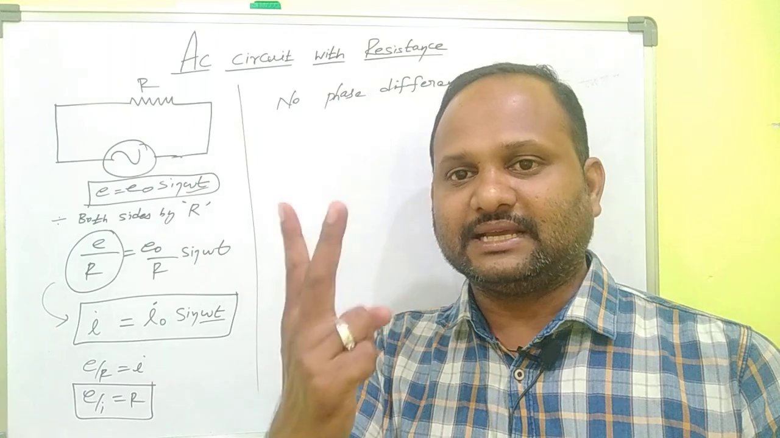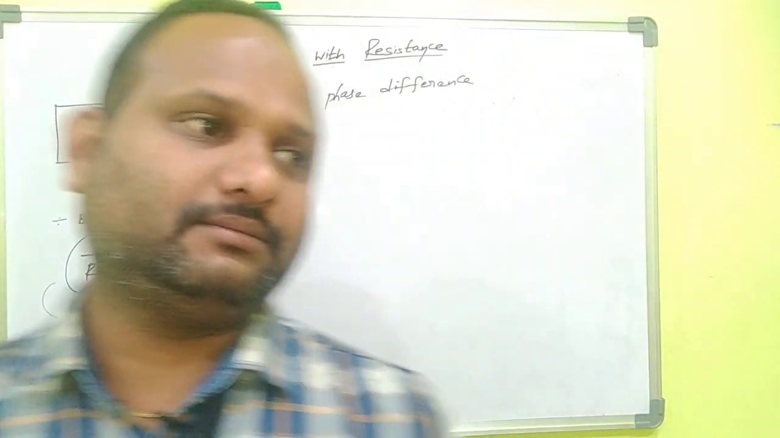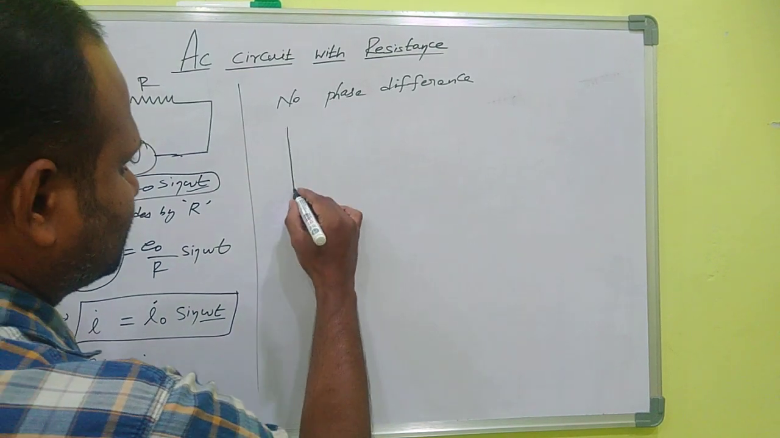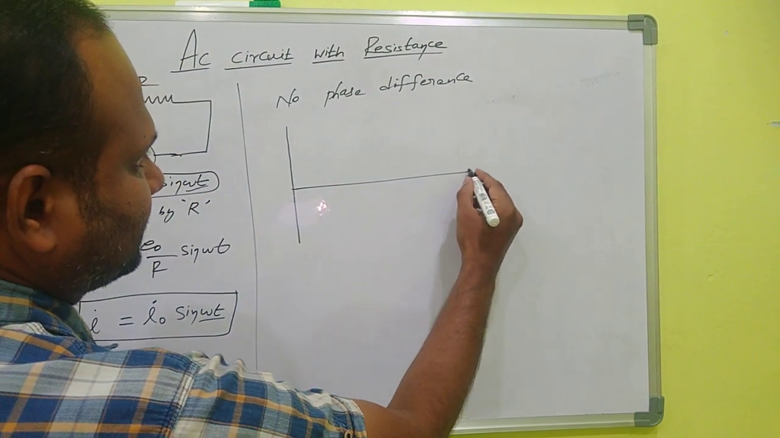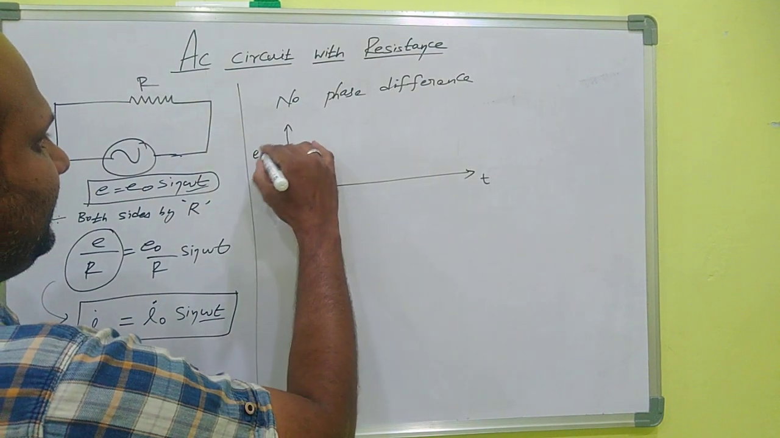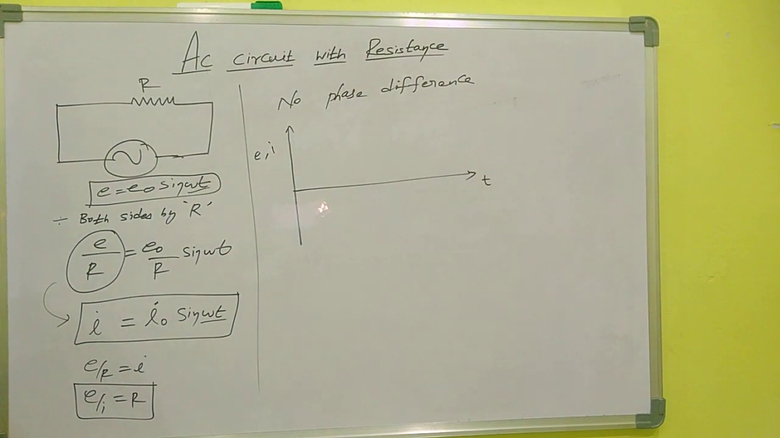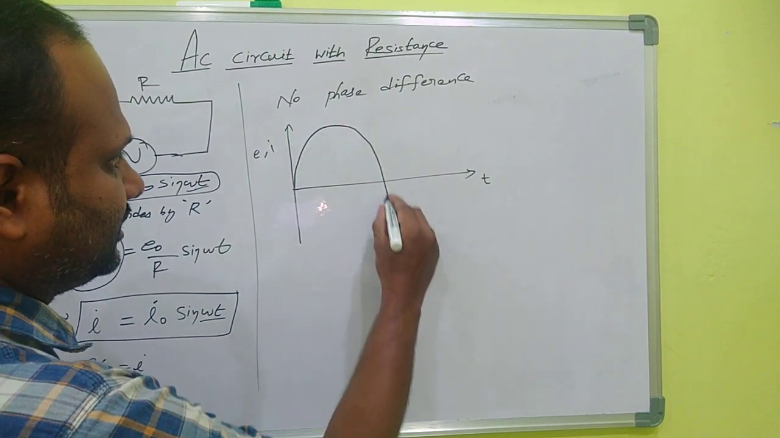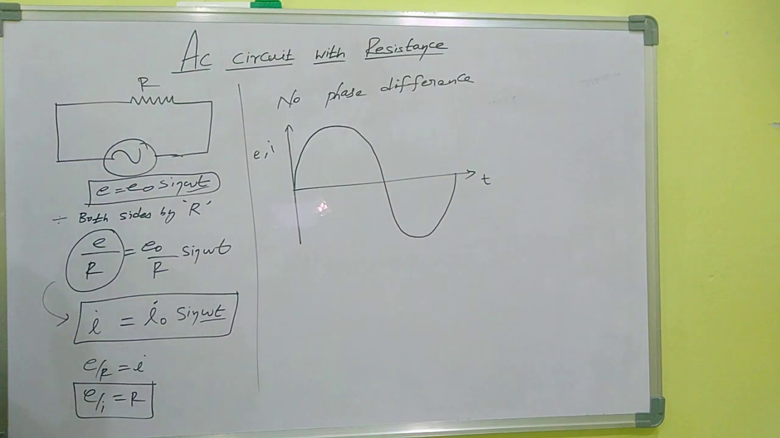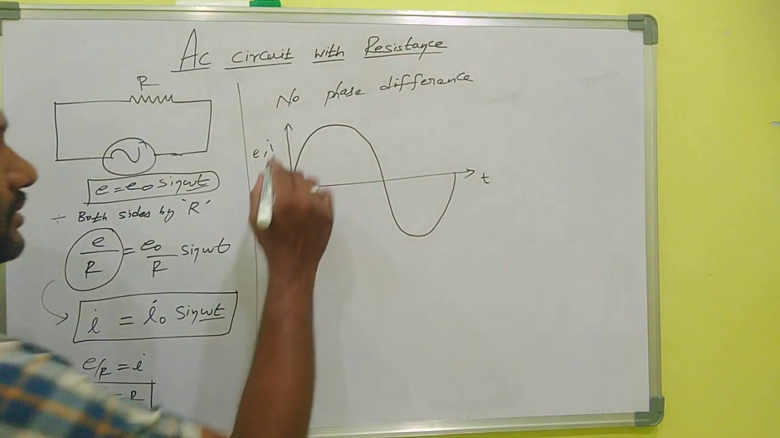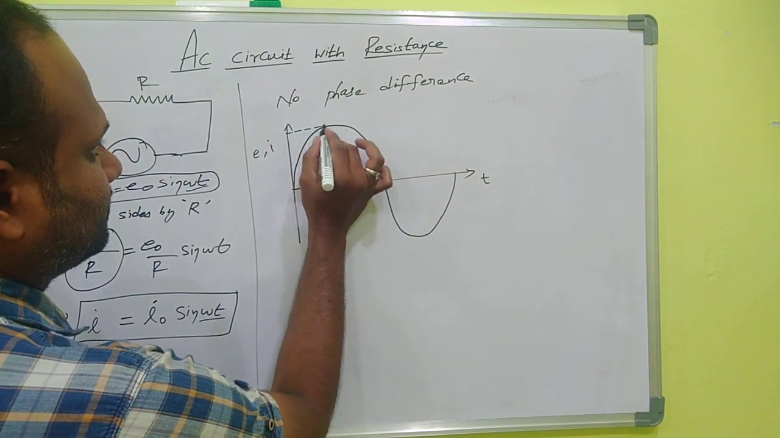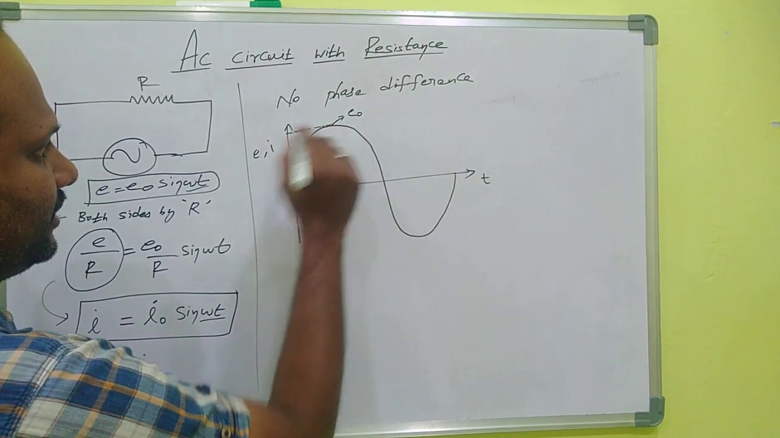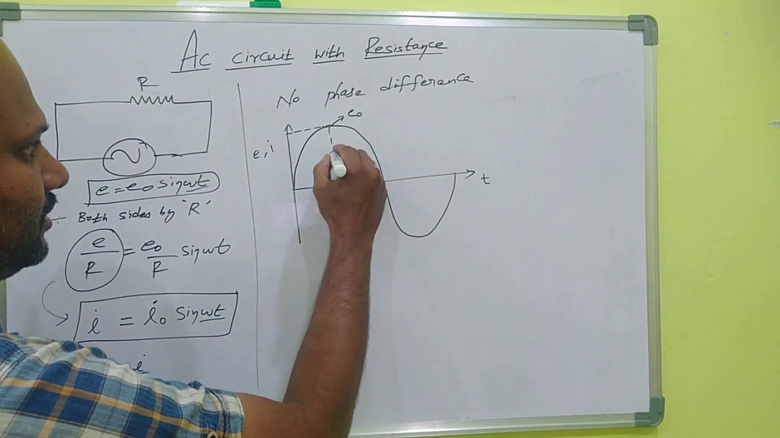The second way is the wave diagram. So we can draw the wave diagram. In the x-axis we take t, in the y-axis E comma I, EMF comma current. Here the EMF is an alternating source of voltage. This is the peak voltage, that is E naught.